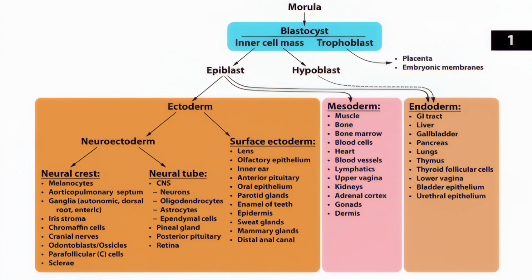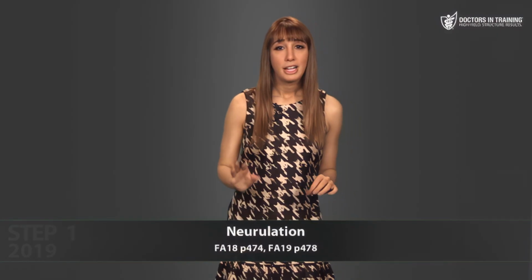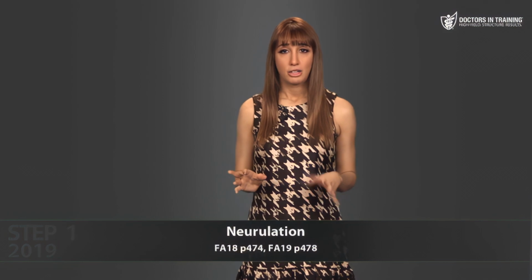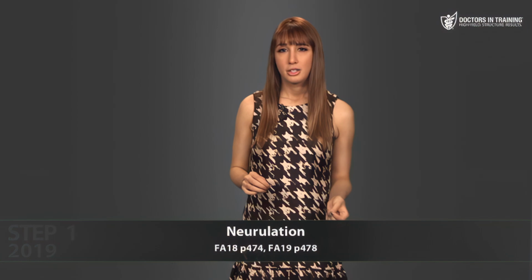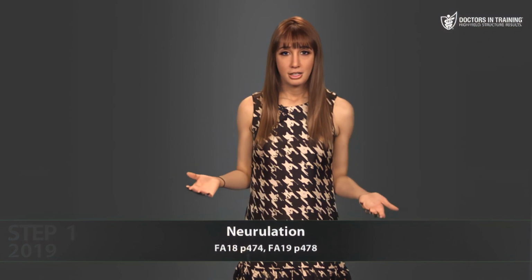During weeks 3 through 8, which we call the embryonic period, these 3 germ layers begin to form organs. It's very important for your test to know which of these germ layers gives rise to these specific organs and tissues and individual cell types. You're very likely to be tested on the tissues that arise from the neural crest, which comes from the ectoderm. But first, we need to know what the neural crest is.